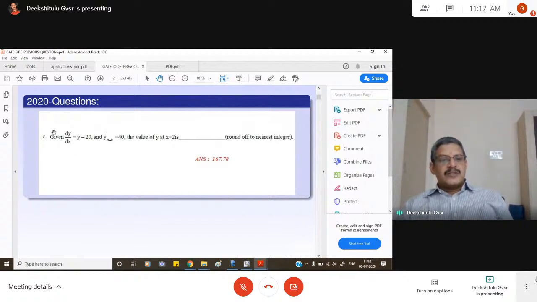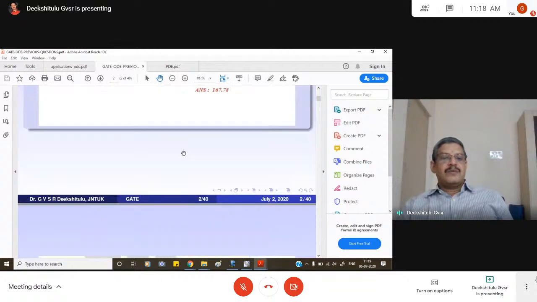So first get the solution by variable separable. Variable separable means terms of y, dy and x, dx are separated. So this becomes dy by (y minus 20) is equal to dx. Then integrate: log(y minus 20) is equal to cx, or y minus 20 is equal to e power cx, or y is equal to 20 plus e power cx. Now when x is equal to 0, e power cx becomes 1. So then calculate the value of c, and using c, get the value of y at x equal to 2. That's how we have to do this.